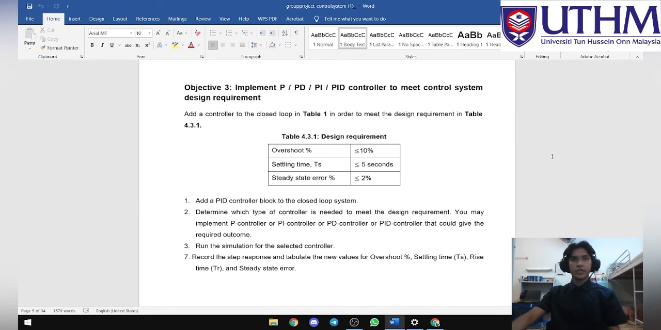Now I will present objective 3 for closed loop system 1 and 2. The objective is to implement P, PI, PD or PID controller to meet control system design requirements. According to our table 4.3.1, the design requirement is overshoot percent equal to or less than 10, settling time Ts equal to or less than 5 seconds, and steady state error percent equal to or less than 2.